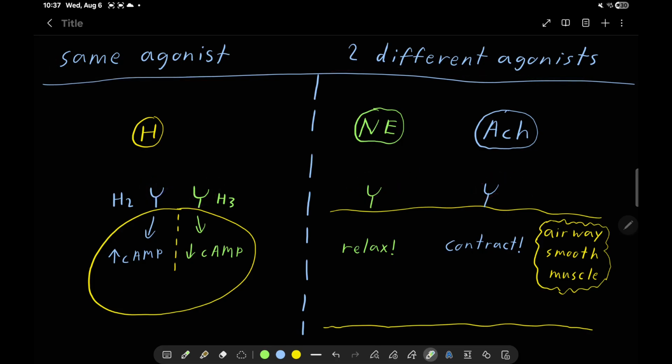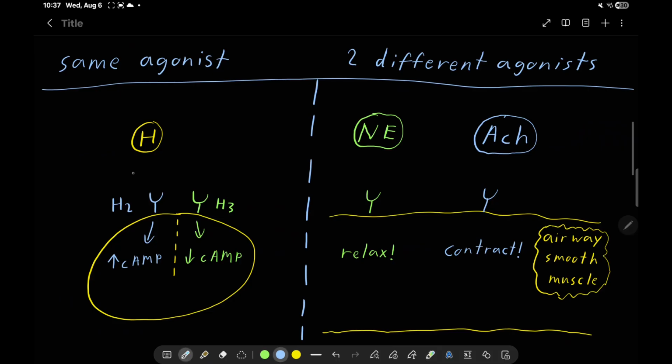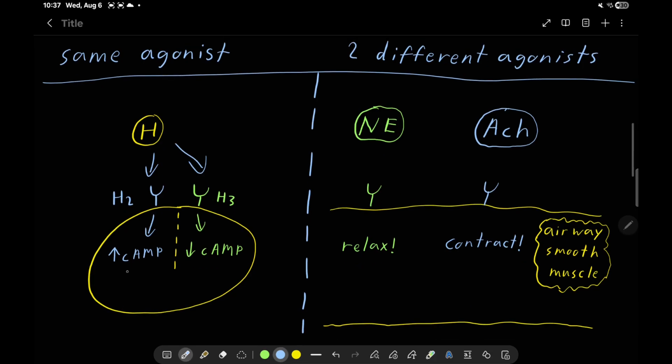So for example, histamine is one agonist that can bind to both H2 and H3 receptors. Now H2 receptors increase cAMP levels while H3 receptors decrease cAMP levels. So these two responses can sort of counter each other out, creating a balance of physiological antagonism. As you can see, it's one agonist binding to two receptor types.